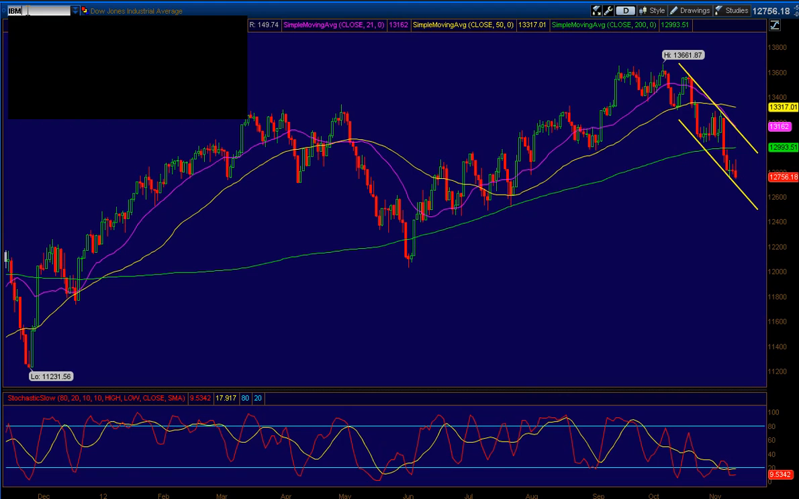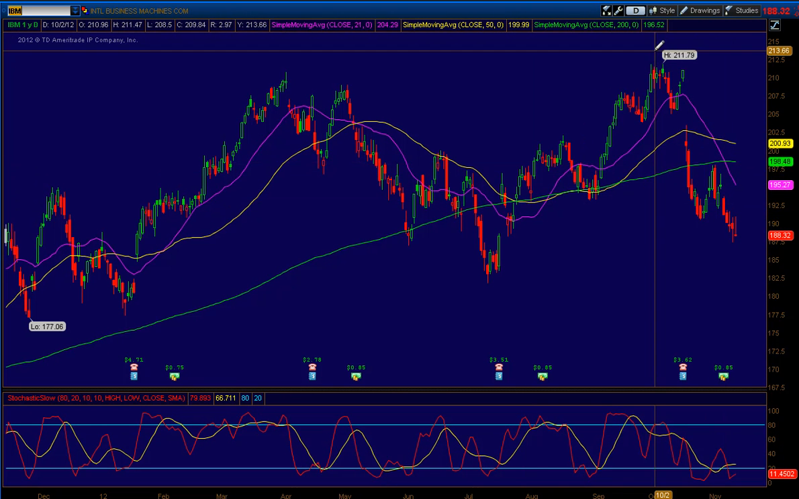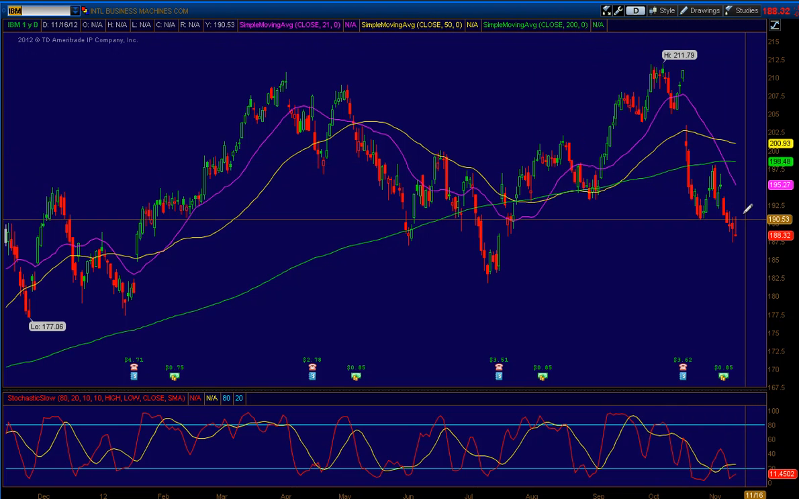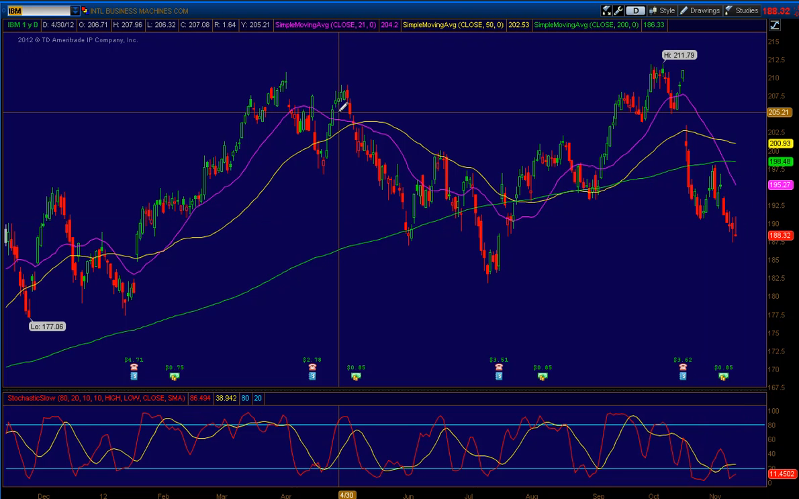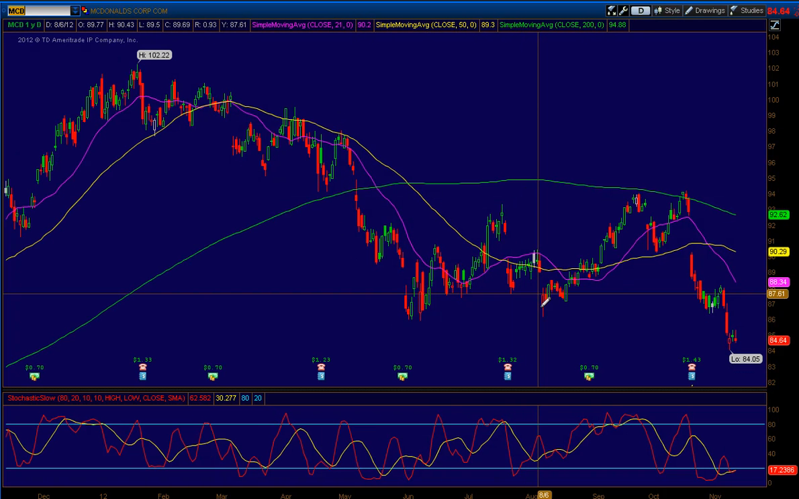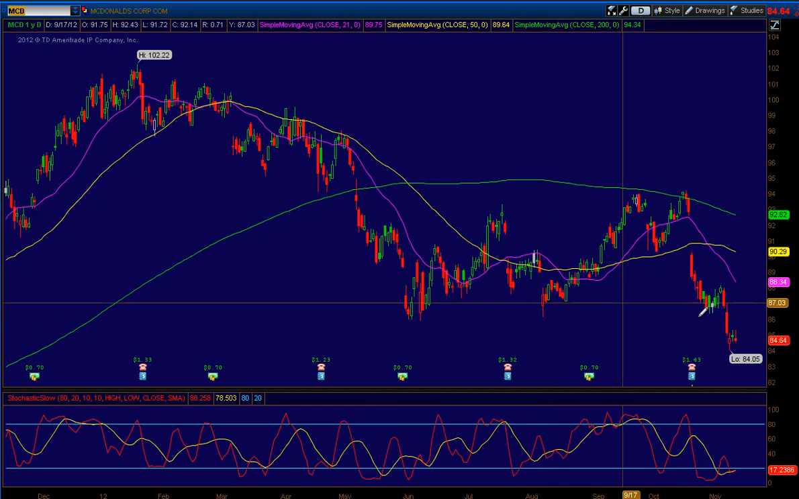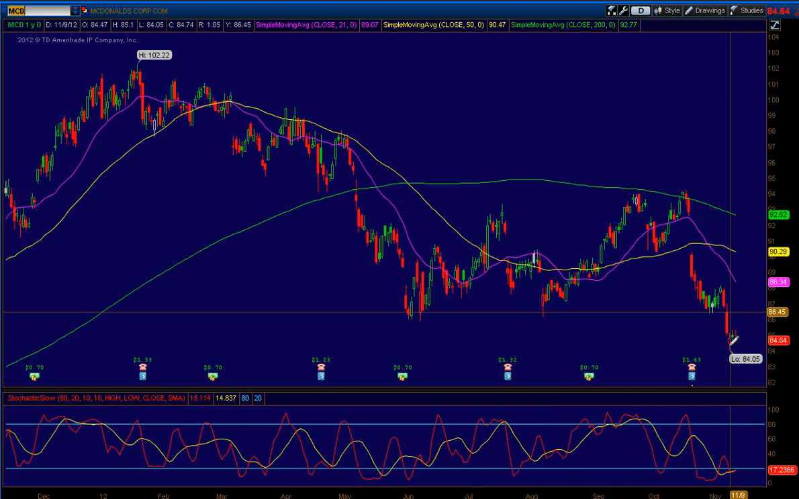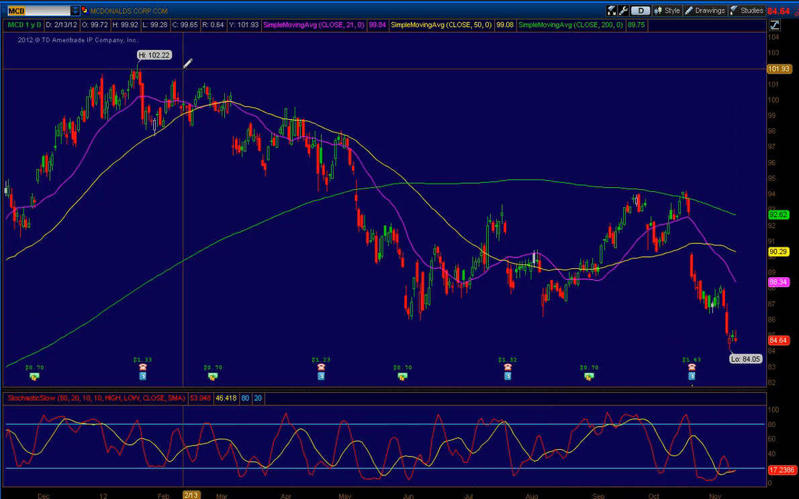IBM, for example, is below its 200-day moving average. Look at this scary looking chart here with these topping tails and red candles. MCD, which is McDonald's, has broken support here at 86 and is now trucking around at 84.05. There is no support here. I don't know how much it can drop.